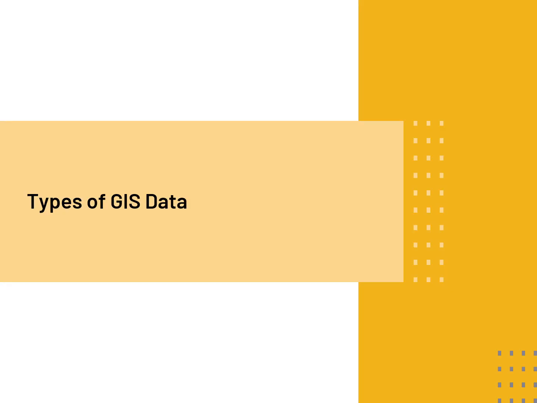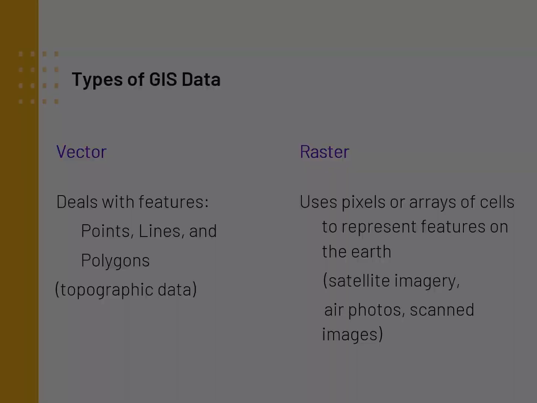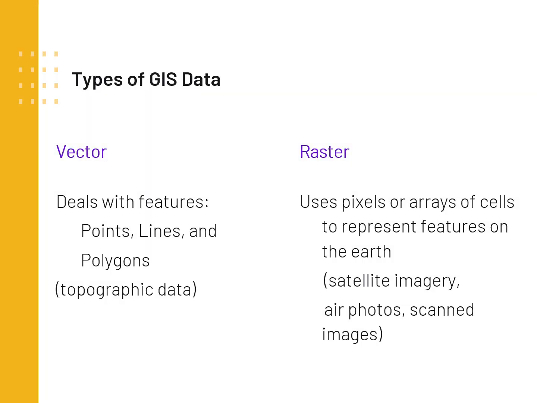Next, we're going to speak about the types of GIS data there are. When using GIS, there are two main data types that you'll be looking into. You'll be dealing with either vector. So vector is data that deals with points, lines, or polygons. This is common with a lot of topographic data, roads, contours, buildings, lakes, rivers, things like that.